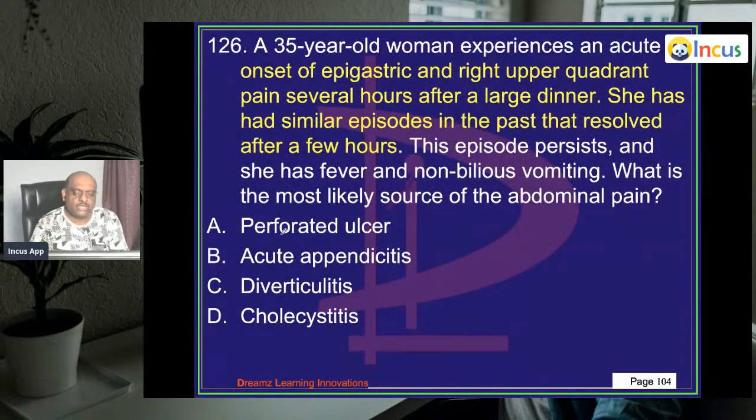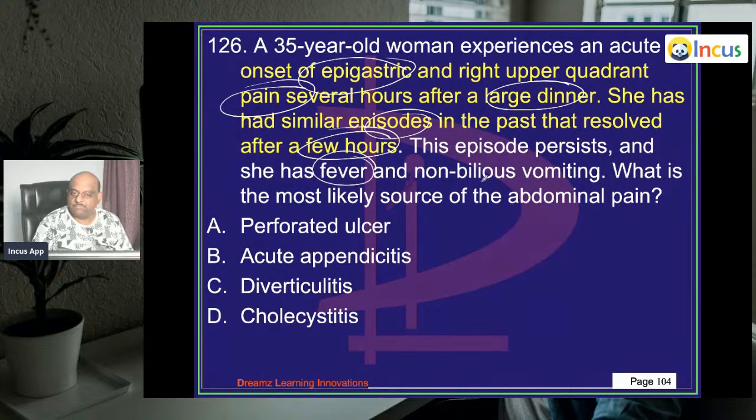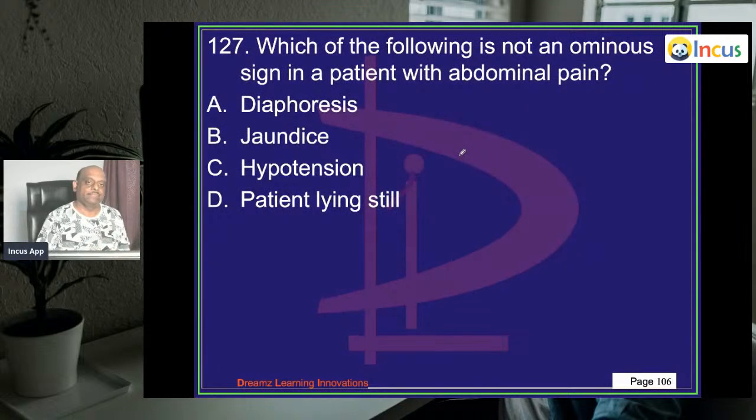There's an acute onset of epigastric and right upper quadrant pain several hours after a large dinner. There are similar episodes in the past which resolved after a few hours. And there is a fever, non-bilious vomiting. So what is the possibility? This is a classical example of cholecystitis, inflammation of the gallbladder.